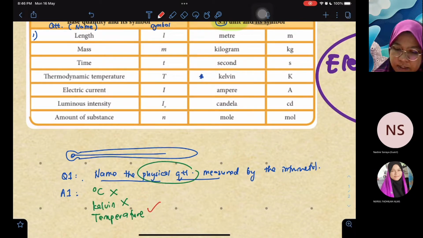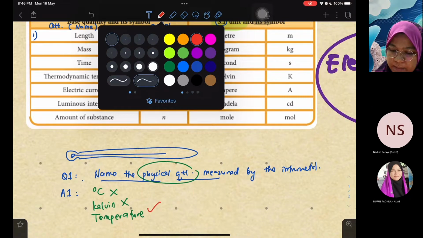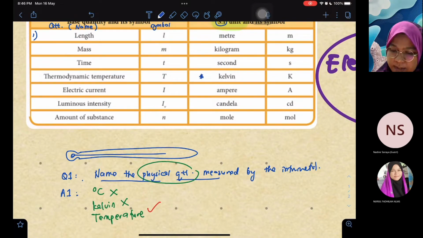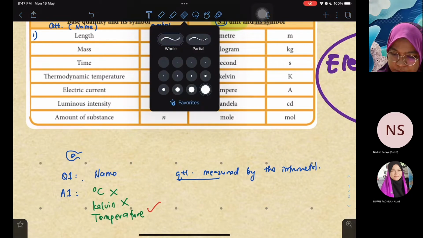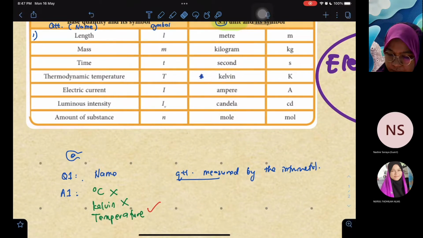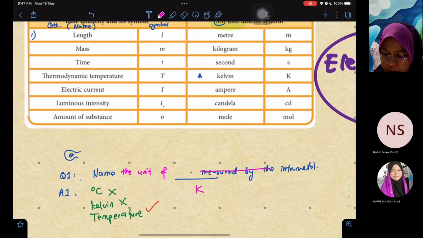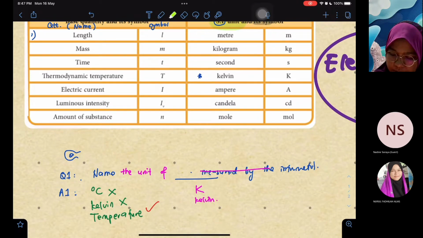Okay, next question. Kalau soalan ni sajalah saya tunjuk kat mana kesilapan selalu pelajar. Soalan ni senang tapi kadang-kadang student selalu salah. Dalam 100 tu 50 orang salah. Okay, if I change the question now, so kalau soalan dia tanya, name the unit of the instrument. Barulah jawapan student tu betul kalau dia buat K ataupun dia letak Kelvin.